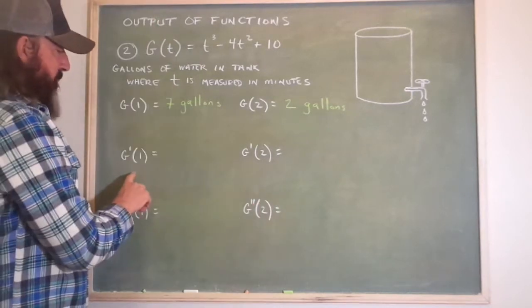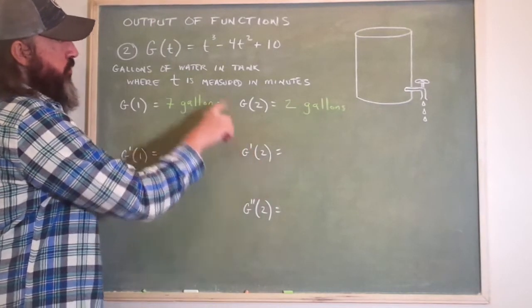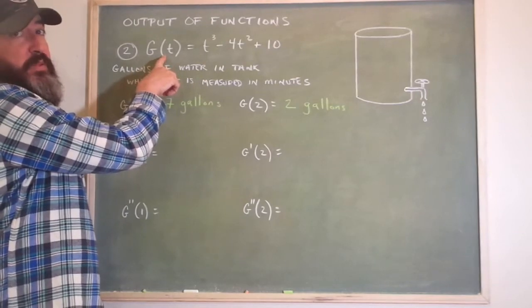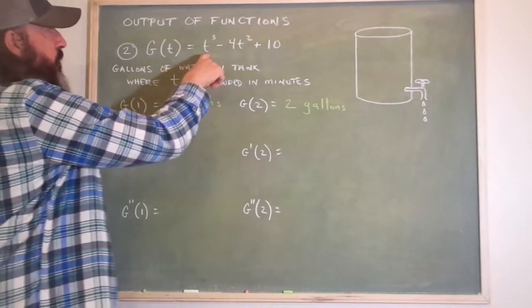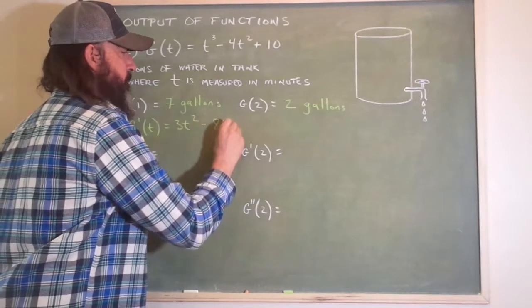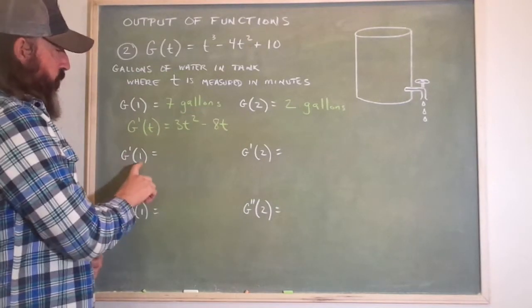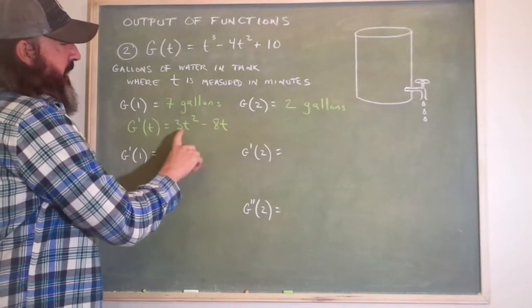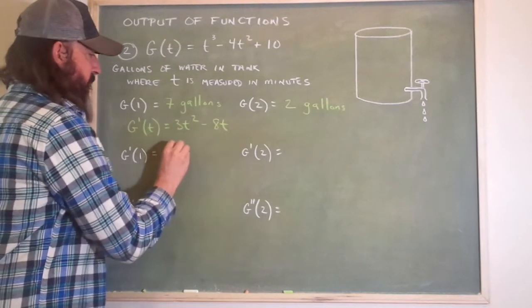To evaluate g prime of 1 and g prime of 2, we of course need to get the derivative of g. And g prime of t would be 3t squared minus 8t. Let's see what g prime of 1 is. If I plug 1 in for t, I get 3 minus 8, or negative 5.